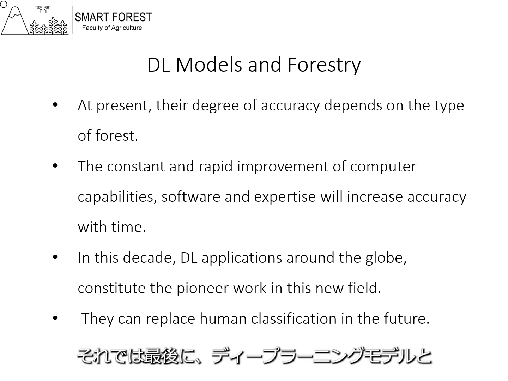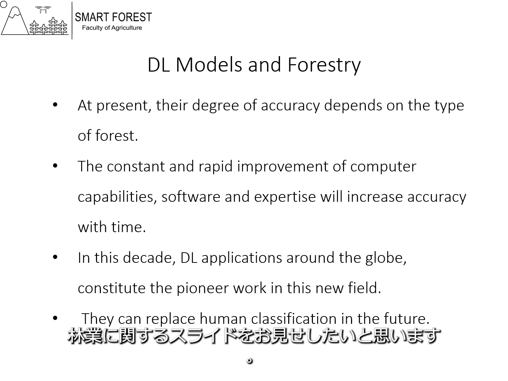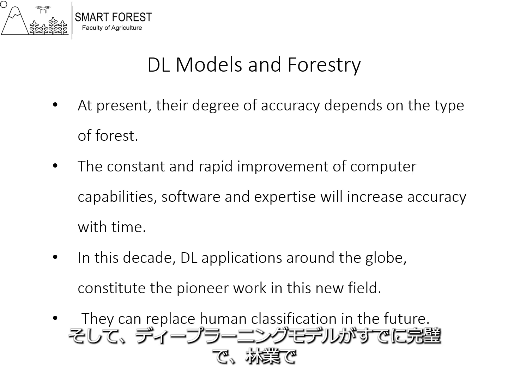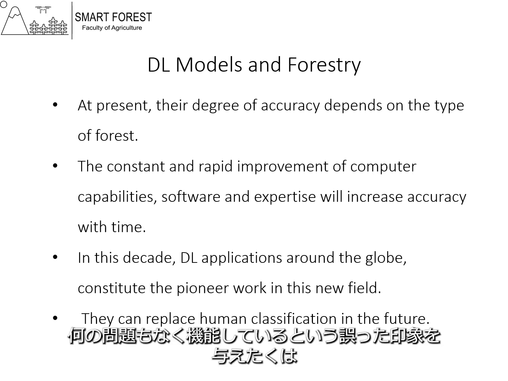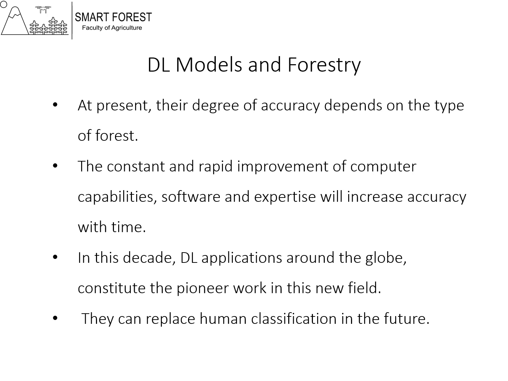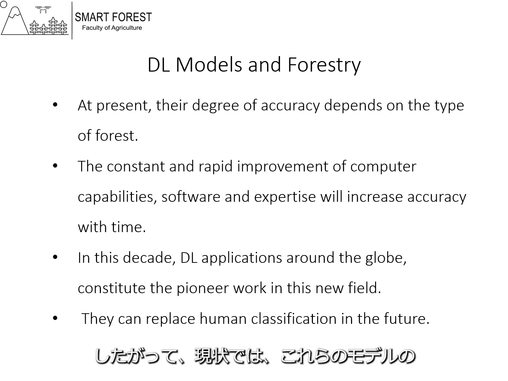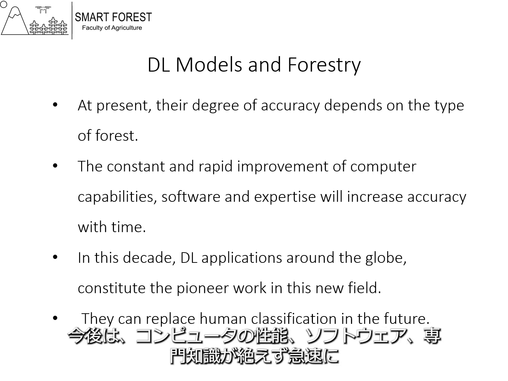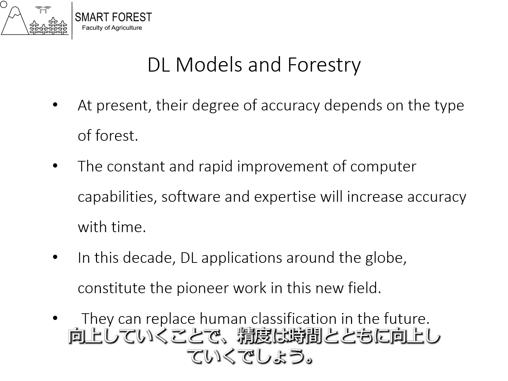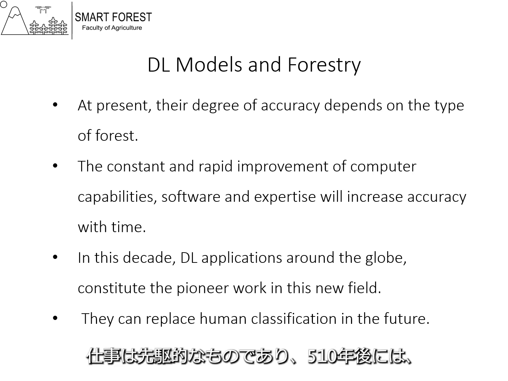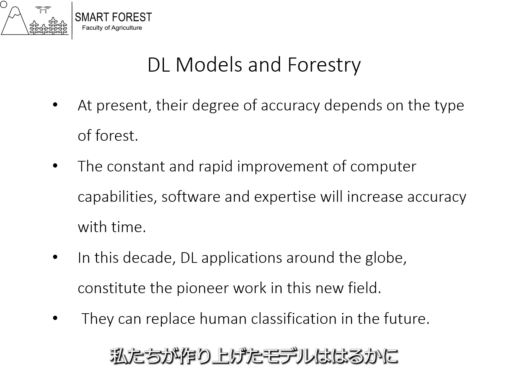So I want to leave you with this last slide, which is about deep learning models and forestry. And I don't want to give you the wrong impression that deep learning models are already perfect and working without any trouble in forestry. I think it's the contrary. And I explain it here. So at present, the degree of accuracy of these models depends not only on the model itself, but also on the type of forest. Now, the constant and rapid improvement of computer capabilities, software, and expertise will increase the accuracy with time. So that's why I always mention that the work that we are doing now is more pioneer work.